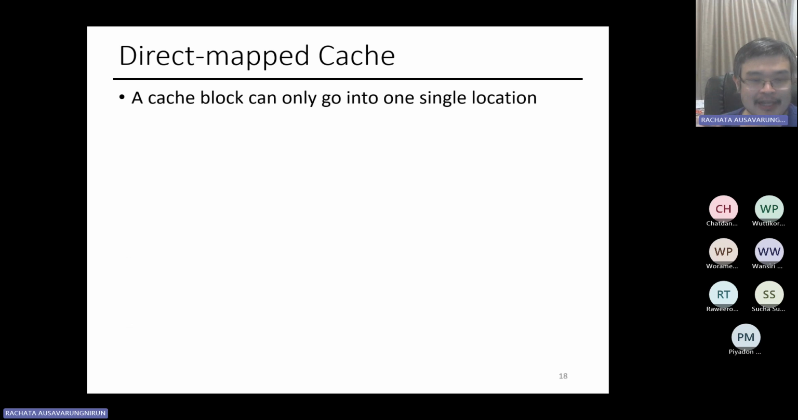Then there are multiple types of cache. The first type is called the direct mapped cache. Direct mapped cache means that a cache block can go into one single location.